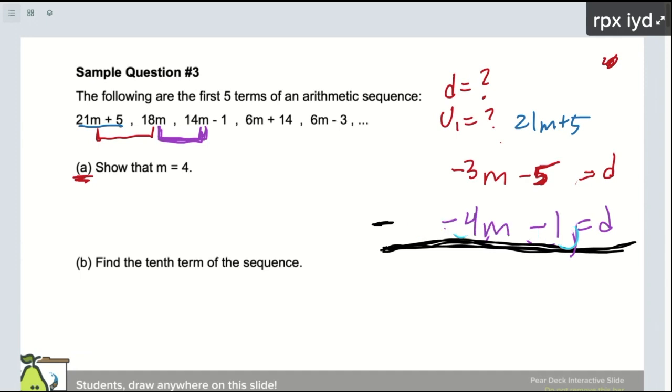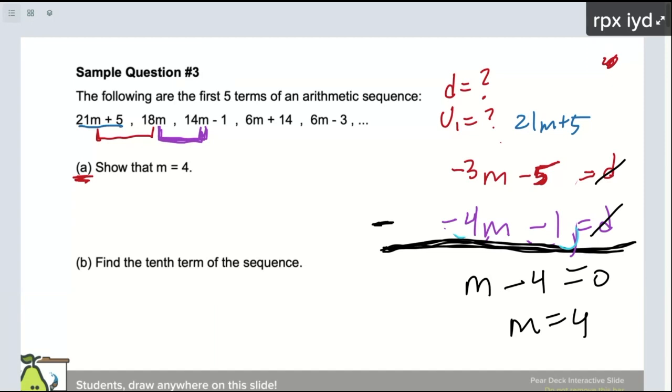Now I can solve the system here. Right here I have negative 3 minus negative 4, which is actually negative 3 plus 4. So I'll get 1, so I have 1m here. Negative 5 minus negative 1 is actually negative 5 plus 1, which is minus 4. D minus D, that's 0. So if I solve this, I'll get m equals 4. So that's how we would show that.